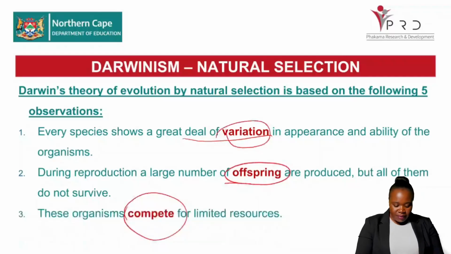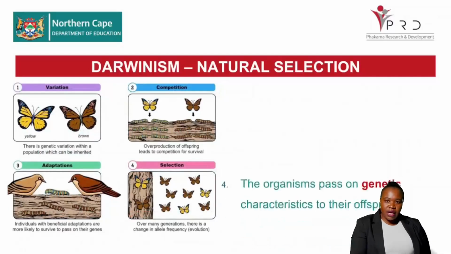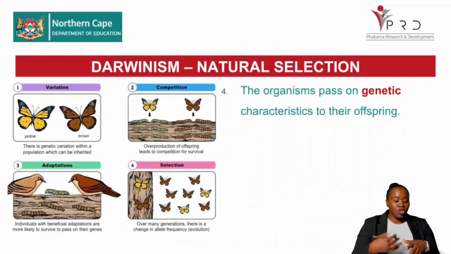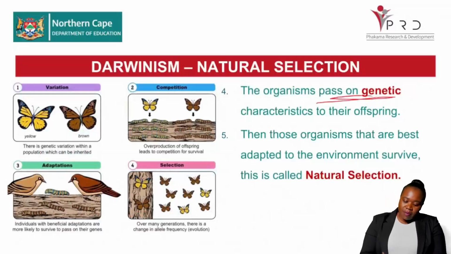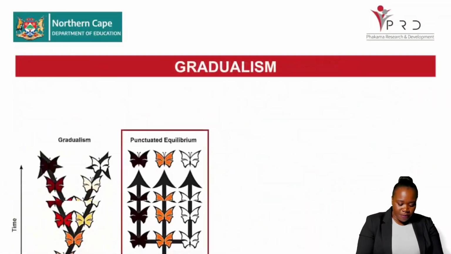They are going to compete for the limited resources, whereby the ones with the good or favorable characteristics will survive, whilst the ones with the unfavorable characteristics will not survive. Those with the favorable characteristics will then reproduce, and from one generation to the next, the ones with the favorable characteristics will continue to increase, while the ones with the unfavorable characteristics will continue to die and eventually will disappear, right? So the genetics are being passed on to their offspring, and we will now say nature has selected the organisms with the favorable characteristics to survive. So we call that natural selection, right?